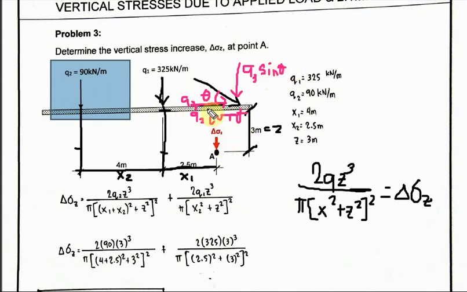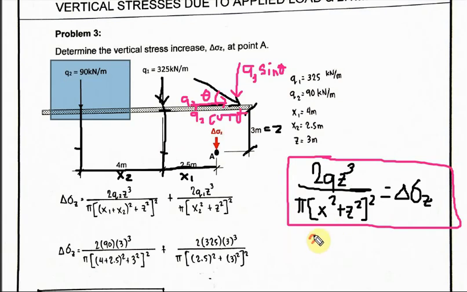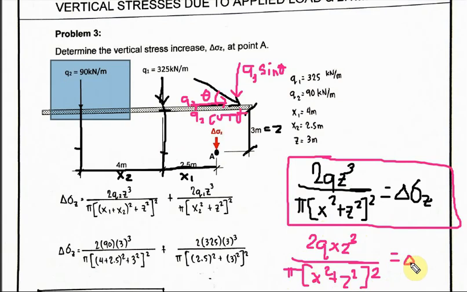For the vertical stress increase we use the vertical component. For the horizontal, the formula is 2q x z squared over pi, times x squared plus z squared, all squared. What changes is easy to identify: the difference is in the numerator. For vertical stress it is z cubed, the vertical distance z.